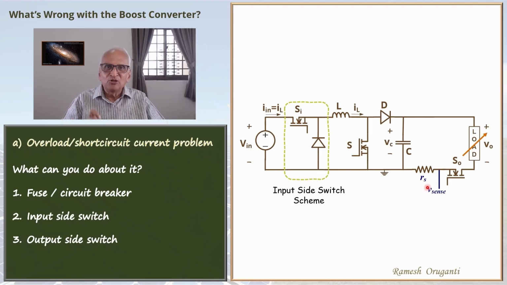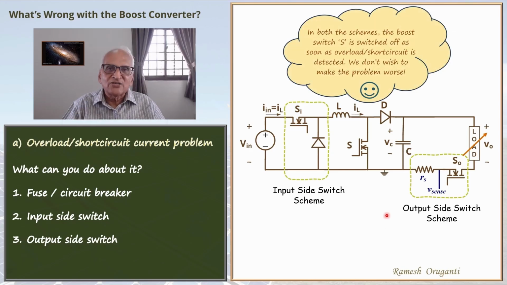It's a very small value resistance, and the voltage developed in that resistance is used to sense the current. So when that current goes beyond the threshold, the switch S0 is opened. This is the output side switch scheme. In both the schemes, as soon as overload or short circuit is detected, switch S is switched off. We don't want to make the problem any worse. So we can compare the two schemes now.